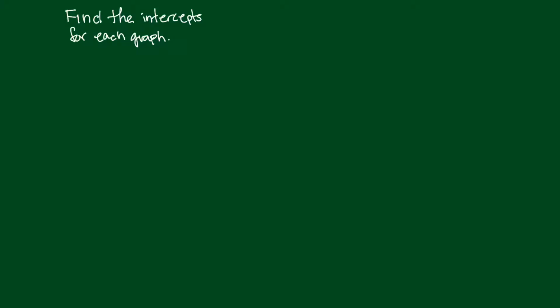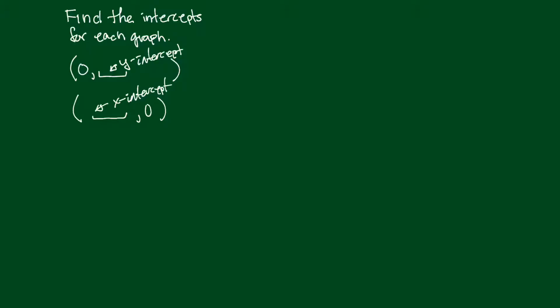For these next three problems, we want to find the intercepts. That is the x-intercept and the y-intercept for each one of these lines. Now here's what we know. When x is 0, this value right here is the y-intercept. When y is 0, this value here is the x-intercept. That is the point at which the line intercepts the x-axis or the y-axis.